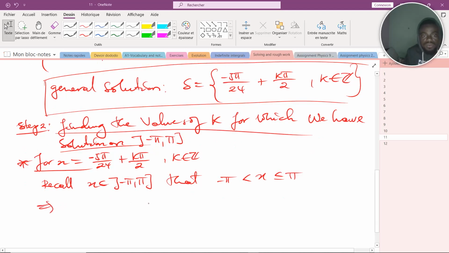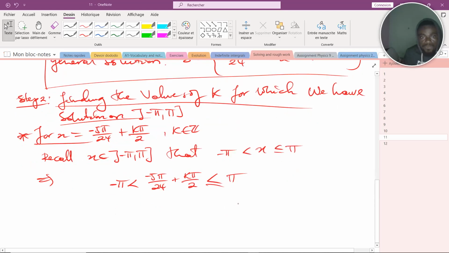So this implies minus 5 pi on 24 plus k pi on 2 will be strictly greater than minus pi, but less than or equals to pi. Okay, we have pi everywhere. We divide all through by pi. So I'm going to have minus 5 on 24 plus k on 2 strictly greater than minus 1 but less than or equals to 1. The inequality sign is not changed because I divided by a positive number.